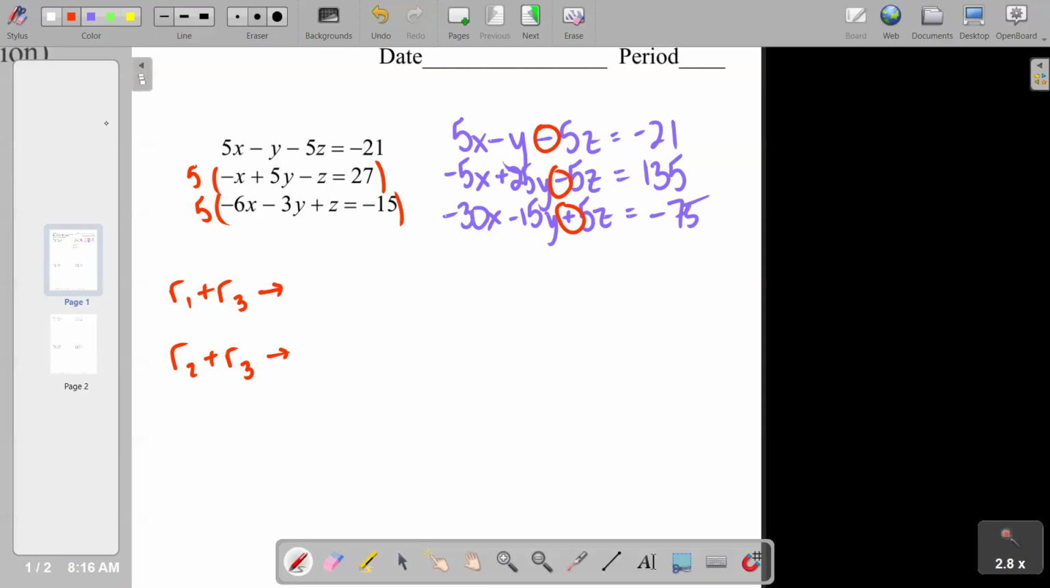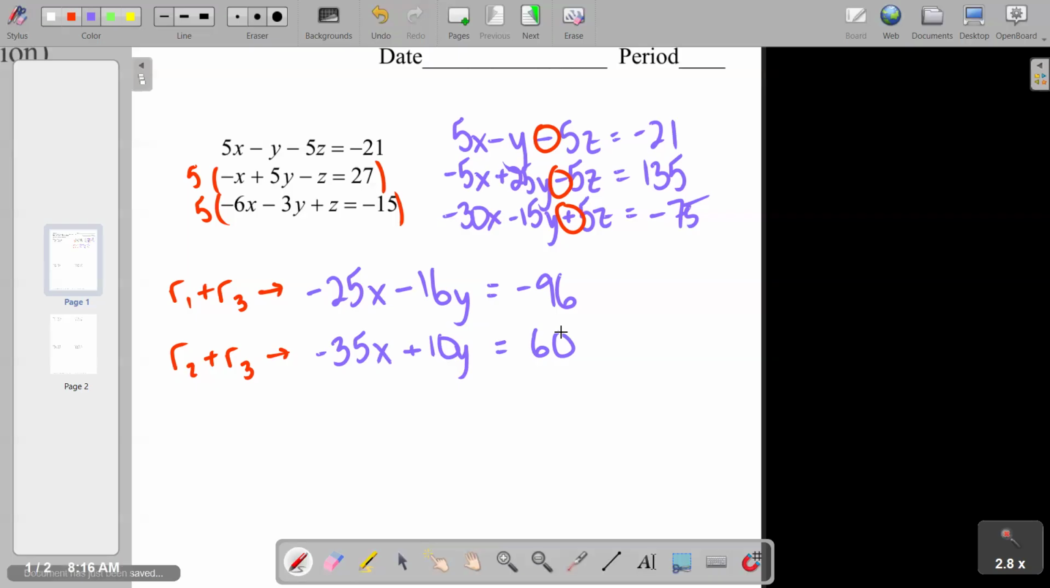Okay. So row 1 plus row 3 is going to be -25 x's and then -16 y's. The z's are going to cancel. And then we're going to get -96. And then row 2 plus row 3 is going to be -35 x's plus 10 y's. The z's are going to cancel, and that's going to equal 60. You still good?